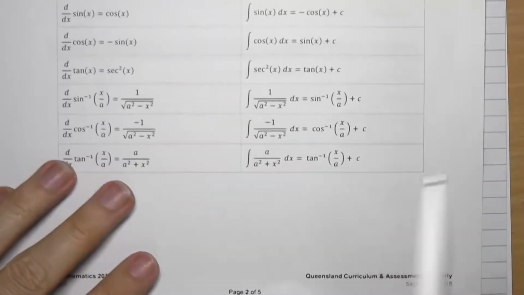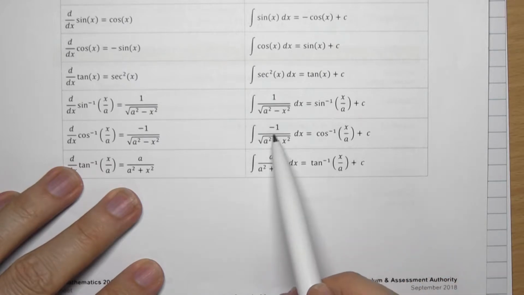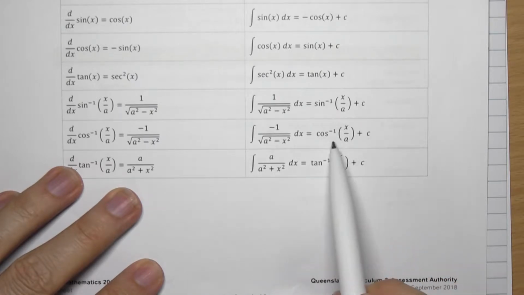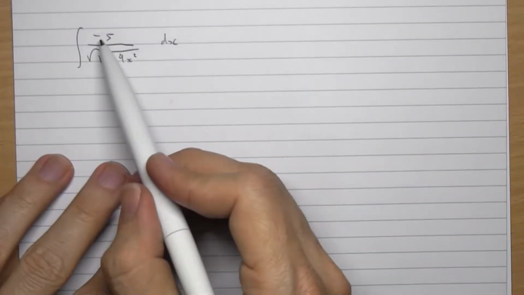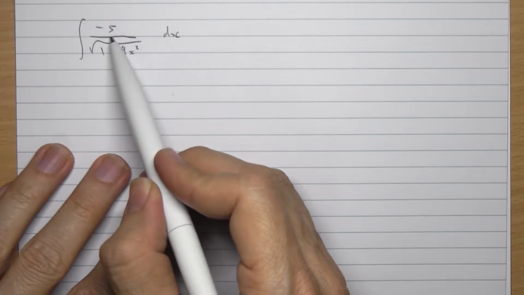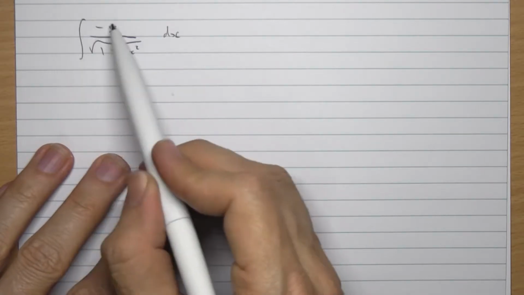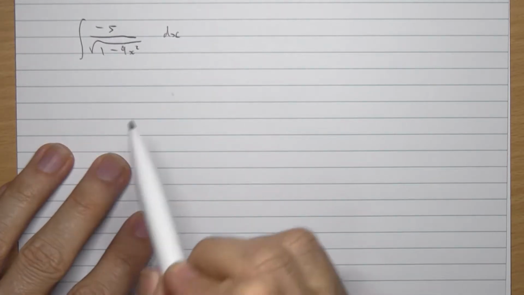If you look at the formula sheet, there's two rules that are similar. Positive 1 becomes arc sine, negative 1 becomes arc cos. So when we look at my question here, I could take the 5 out and leave negative 1, or I could take the negative 5 out and leave a 1 here. And it'll give me two slightly different solutions. Let me show you.